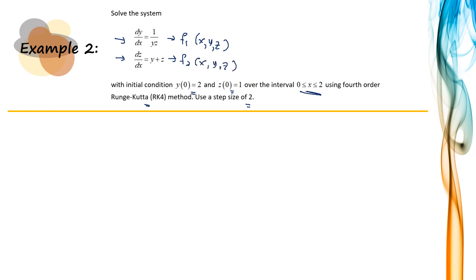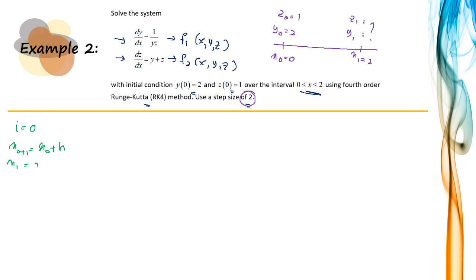Then I sketch my number line. So I start with x0 is equal to 0 and the step size is equal to 2. That means x1 is equal to 2. Given our initial condition, when x0, y0 is equal to 2 and z0 is equal to 1. So we are going to find the value for y1 and z1. By using RK4, we start with i equal to 0. So x1 is equal to x0 plus h, so x1 is equal to 0 plus 2, so x1 is equal to 2.